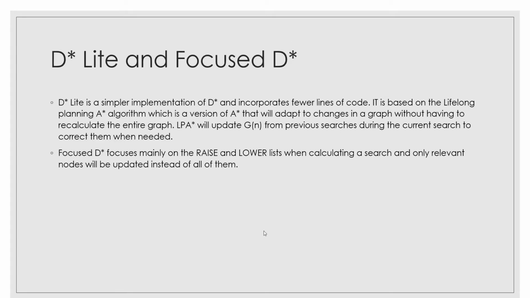Alright, D-Lite and Focus D. D-Lite is a simpler implementation. It's less code and runs a little bit quicker. It's based on lifelong planning A-star, which is a version that adapts to a graph without having to calculate the entire graph. It updates the G of n from previous searches during the current search to correct them when needed. And Focus D-star focuses mainly on those raise and lower lists I mentioned before when calculating a search, and only the relevant nodes will be updated instead of all of them. So if a certain edge's weight is increased, instead of changing all of the nodes, only the most important ones will be recalculated instead of doing it all over again.